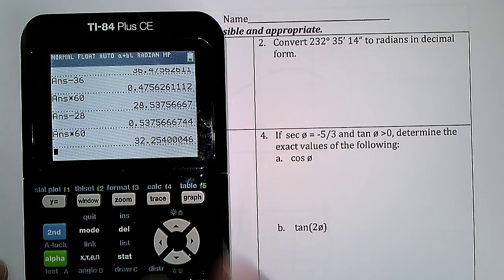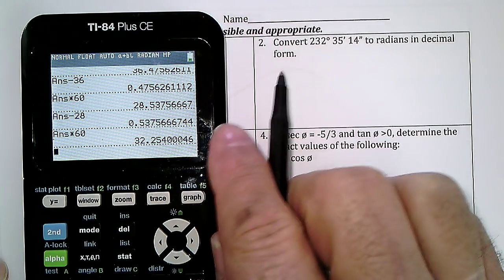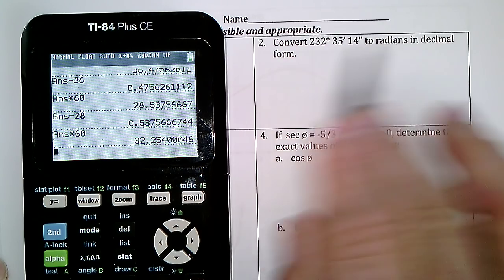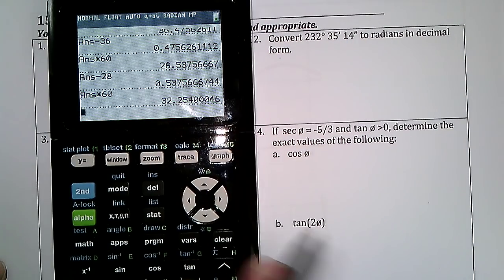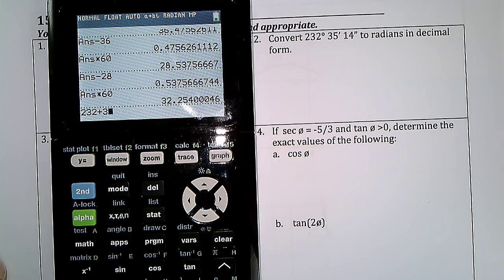Okay, number 2. Convert this back to radians in decimal form. So we have 232 degrees plus 35/60ths of a degree, 35 minutes, and then 14 seconds is 14 divided by 60 times 60, which is 3600ths.